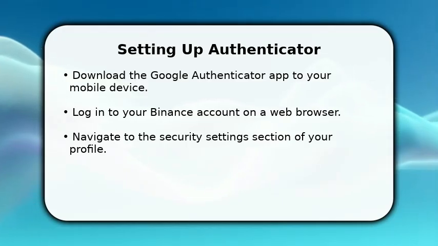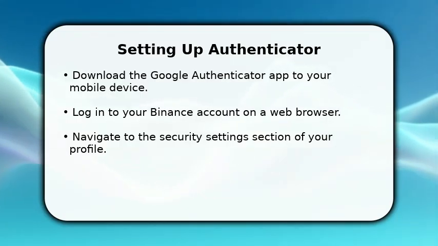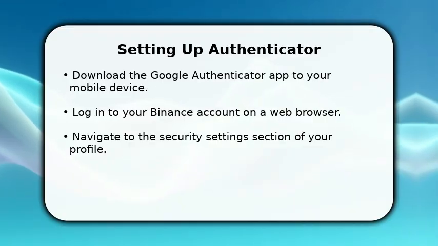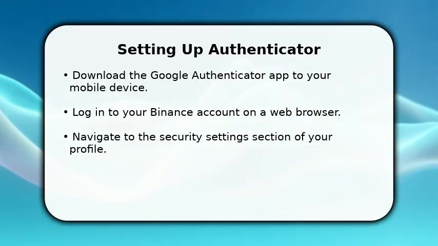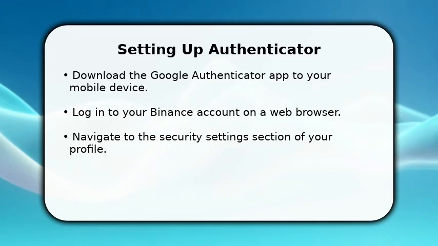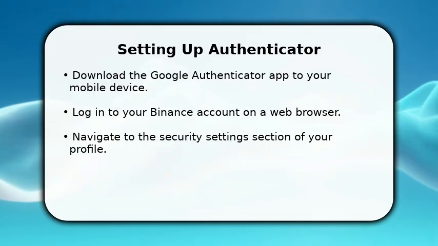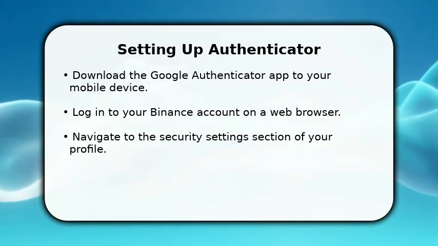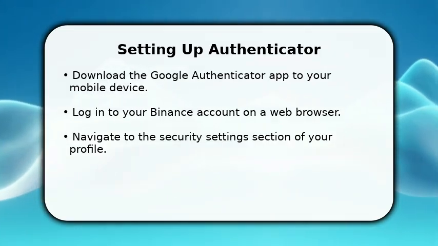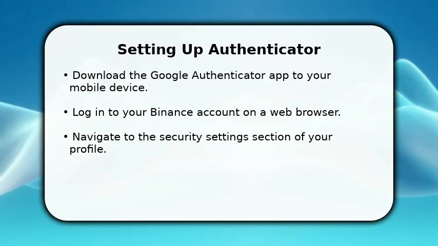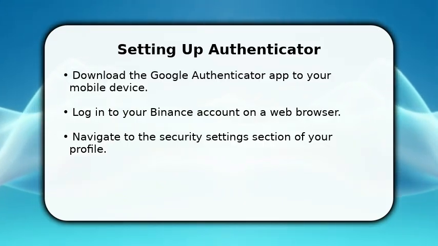In this video, I will explain how to set up Google Authenticator with Binance. First, download the Google Authenticator app on your phone. Then, log into your Binance account using a web browser. Once logged in, find the security settings within your profile. This is where we'll begin the two-factor authentication setup process to enhance your account's protection. It's a crucial step for safeguarding your digital assets.